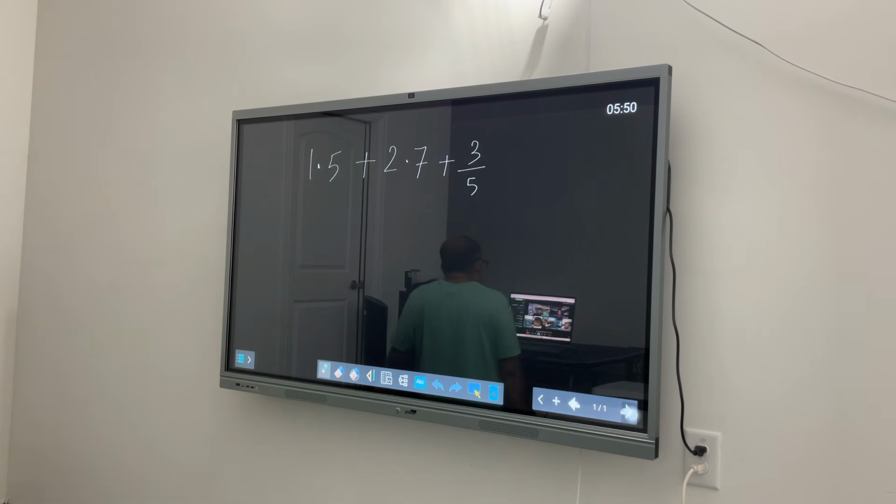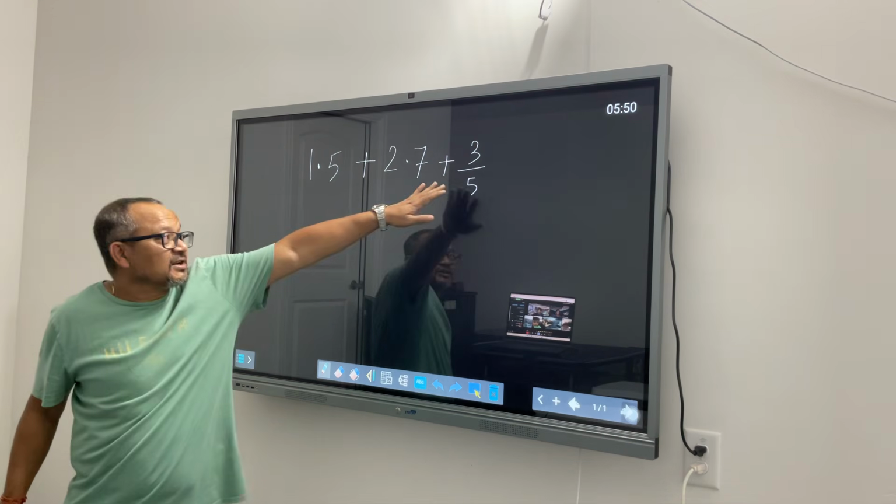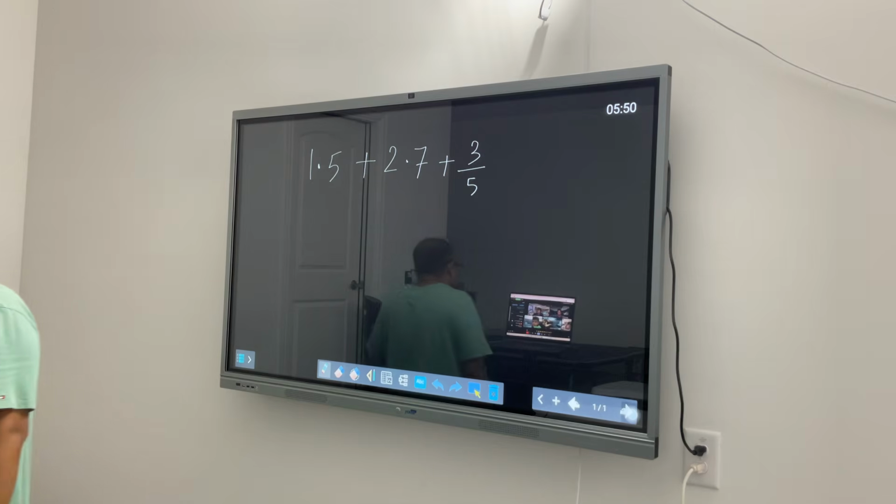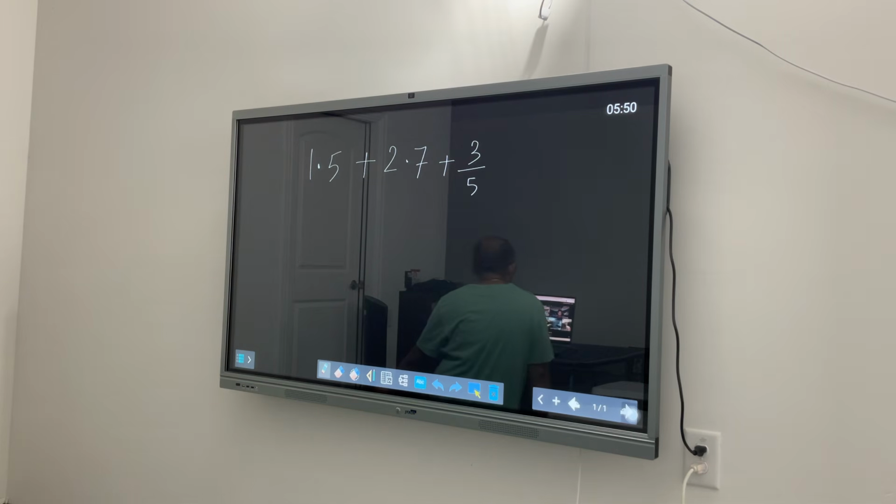How do you convert to decimals? I can convert decimal fraction to decimal by using what? Can somebody tell? Ayans? Chicken and egg story. Yeah? Yes? Yes, Sid, go ahead.